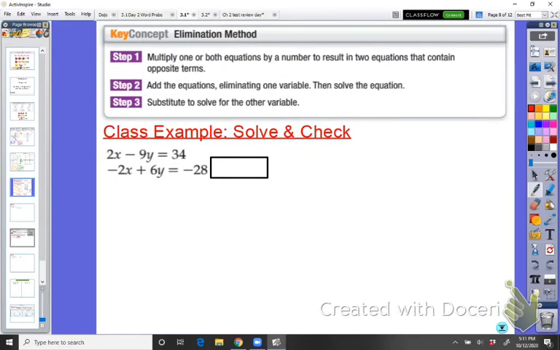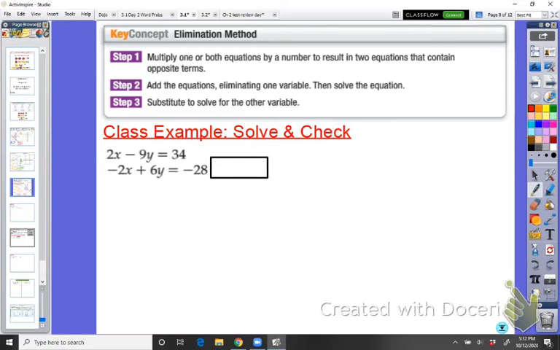All right, then elimination. I like the elimination method better. Some students think it's easier. Sometimes you have to multiply one or both equations by a number to get opposite terms. And then you add the equations, eliminating a variable, solve it, and do what we did before.